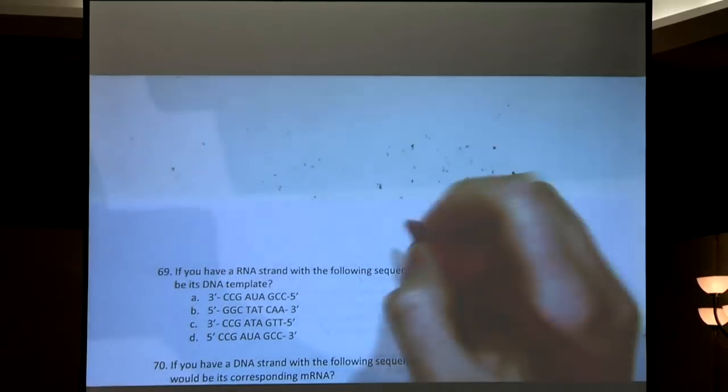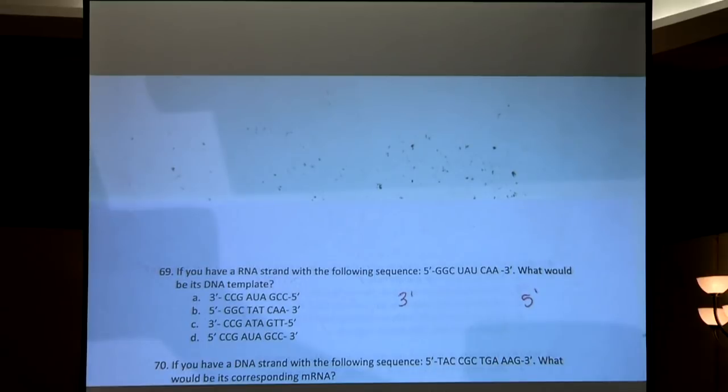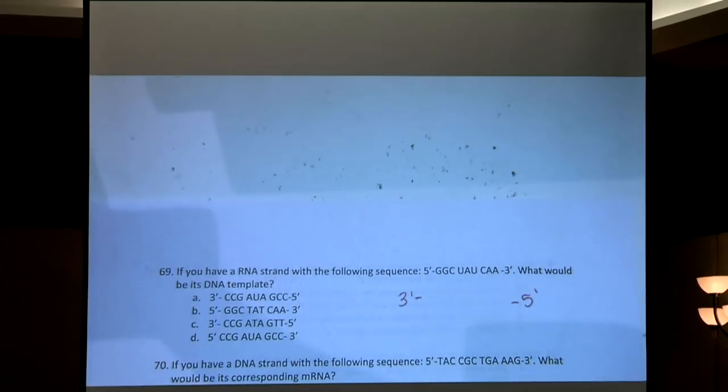All right, so we have to remember that our strands should be anti-parallel. That means since this is written 5' to 3', we should have our 3' to 5'. We should also note that this is an RNA strand, but we're looking for a DNA template. So your DNA should have your thymine.